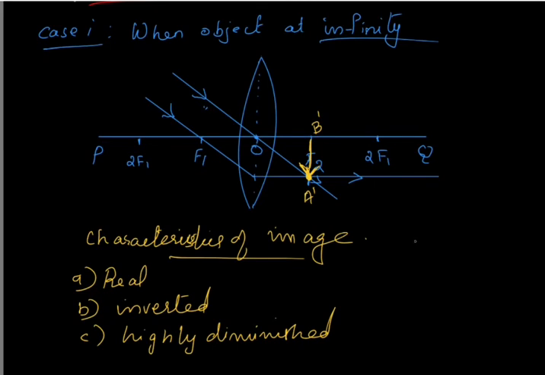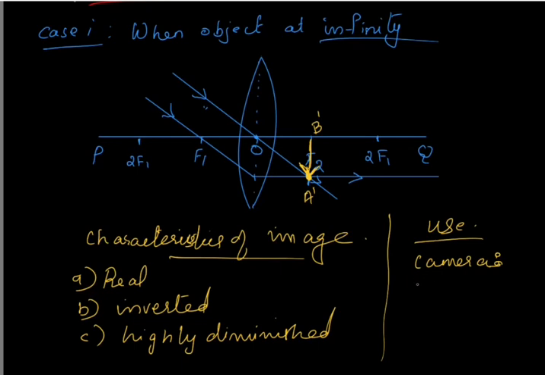Now when you consider the uses of such a position, you can use this position of the object in a camera. That is, suppose an object is at infinity, the image will be formed at the focus. So this position can be used in a camera for focusing.